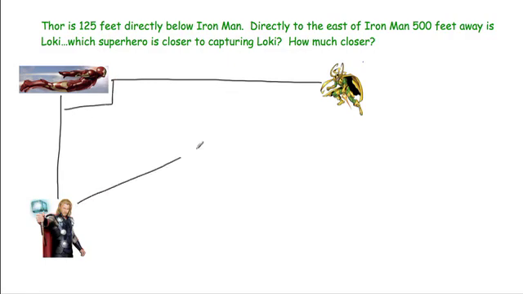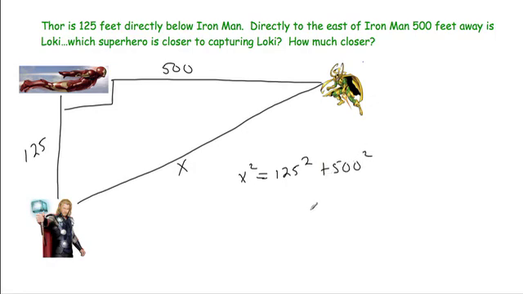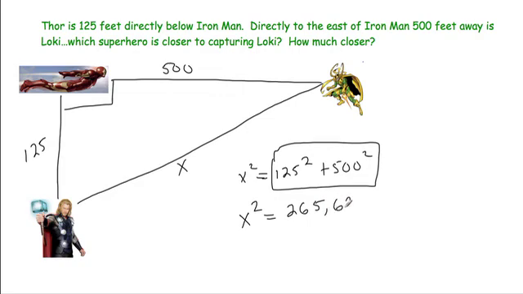How far away, or who is the furthest? All right, let's label this. So Iron Man is 500 here, and Thor is 125 feet there. So we need to see how far Thor is from Loki. So x squared equals 125 squared plus 500 squared. Oh, these are big numbers. Now, if I were you, I'd just put that in my calculator all at one time. Save you some trouble. So 125 squared plus 500 squared, you should get 265,625. And then the square root of that would round to 515.4.